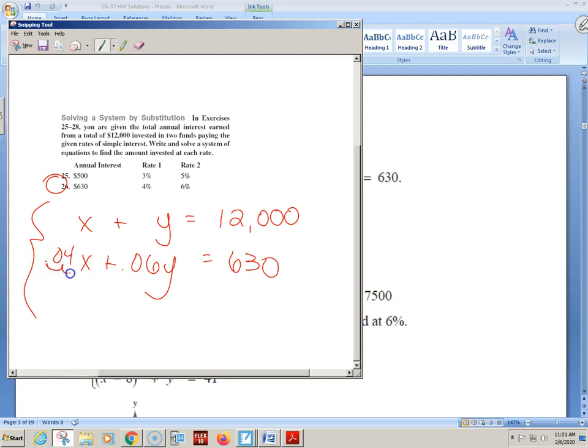I just mentioned I thought it might be nicer in my brain just to get rid of the decimals and have 4x plus 6y is 63,000. And then you could have maybe solved a little bit easier without decimals, but does the setup make sense? Yeah. So 1 equation for the principal, and then 1 equation for the interest.